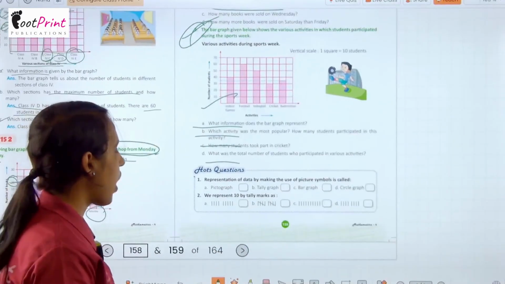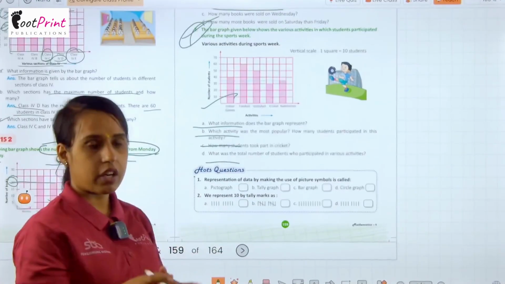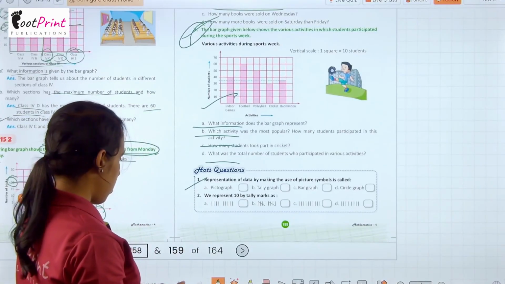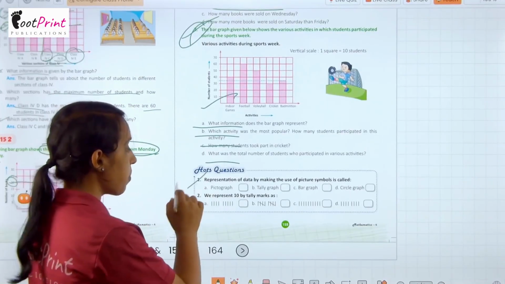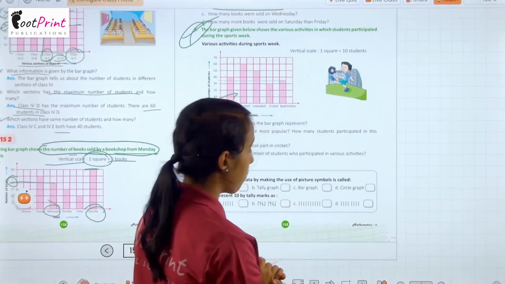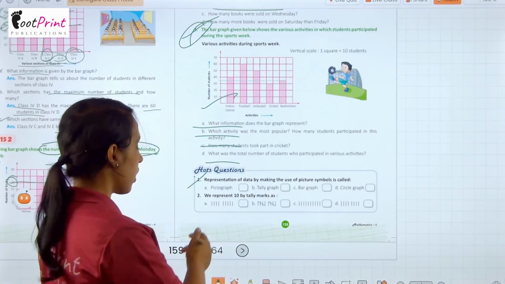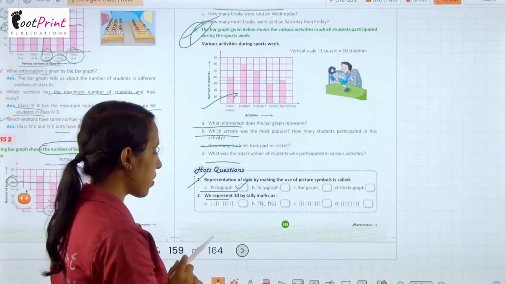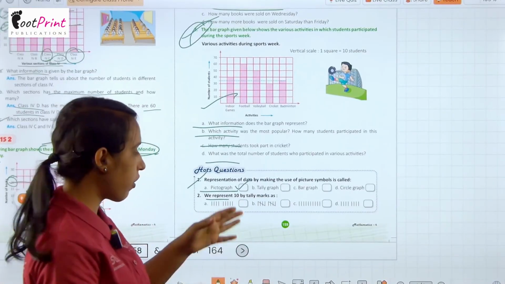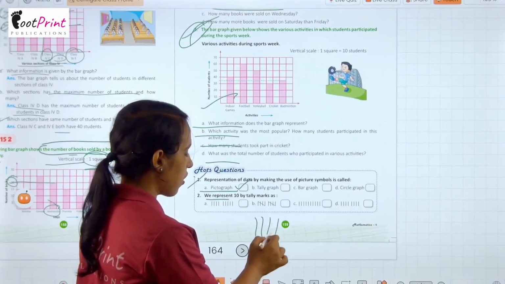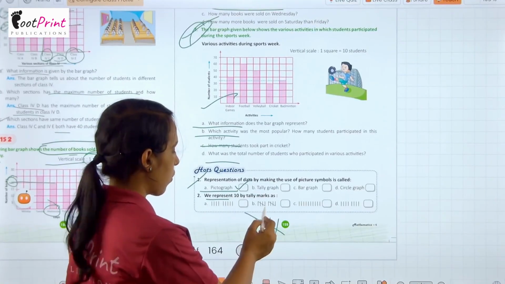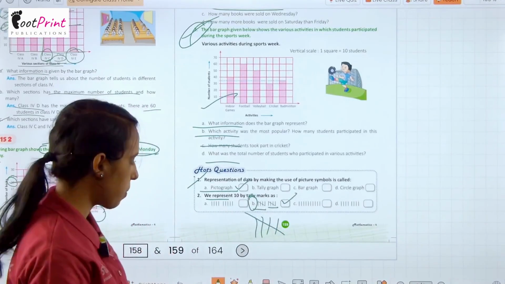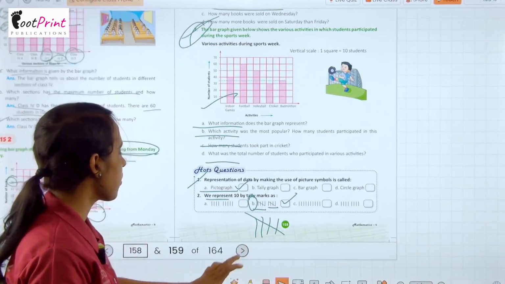Okay, now we have some HOTS questions on the basis of our learning of this chapter. Here the first question is, representation of data by making use of picture symbols is, we represent pictures, that is a pictograph. So option A is correct. Next, we represent 10 by tally marks. We know that when we mark 5 tallies, we cross it. Okay, so here 5 and 5 it is showing 10, so it is correct. Option number B. Now the next one.